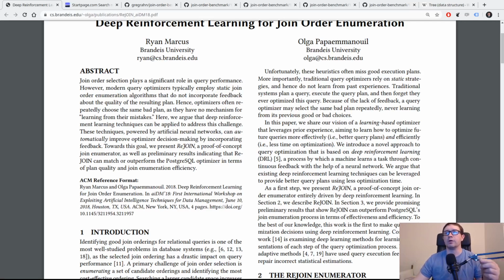In this paper, we share our vision of a learning-based optimizer that leverages prior experience, aiming to learn how to optimize future queries more effectively, i.e. better query plans, and effectively meaning less time on optimization. We introduce a novel approach to query optimization that is based on deep reinforcement learning, DRL, a process by which a machine learns a task through continuous feedback with the help of a neural network.